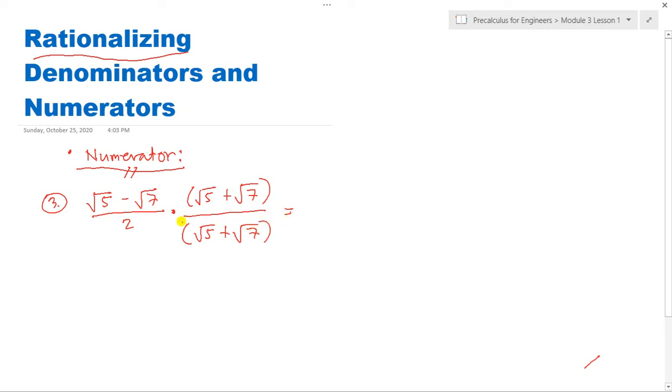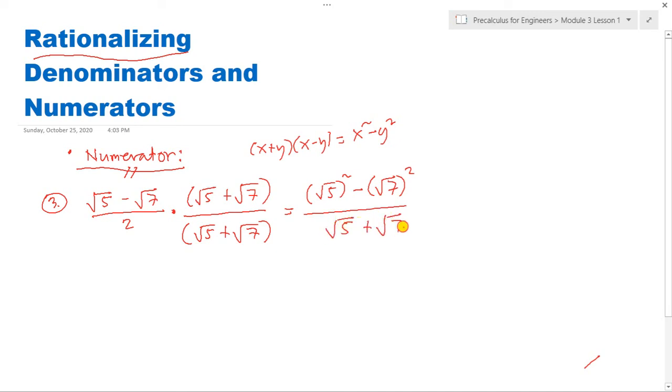And then class, in simplifying this, remember class na this form here, yung square root of 5 minus square root of 7 times square root of 5 plus square root of 7 is just equal to x plus y times x minus y, which is equal to x squared minus y squared. So remember sa previous natin na slides or sections. So just look or find the difference of their squares. So we have here square root of 5 squared minus square root of 7 squared all over square root of 5 plus square root of 7.